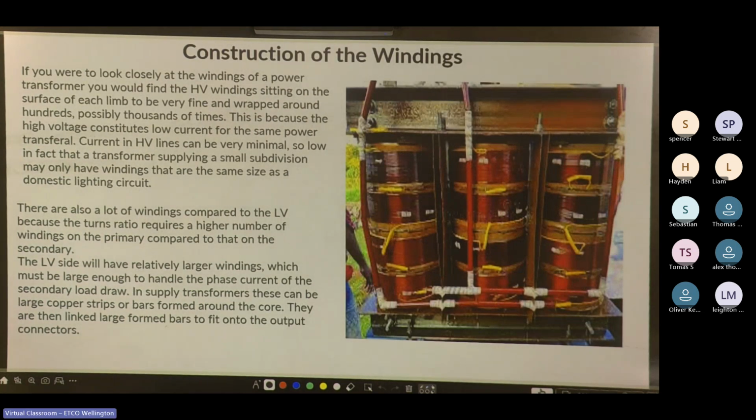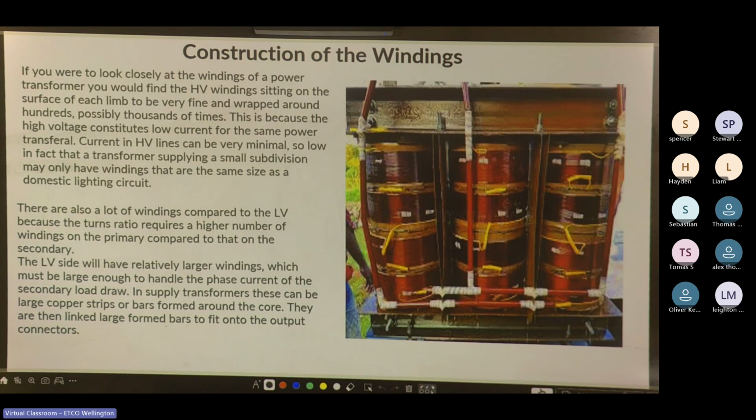Cool. So if you look at the photo there, that's the typical construction. If you look closely at the windings of a power transformer, you would find the high voltage windings sitting on the surface of each limb, very fine, wrapped around hundreds, possibly thousands of times. This is because high voltage constitutes low current for the same power transfer. So current in high voltage lines can be very minimal. So low, in fact, that a transformer supplying a small subdivision may only have windings that are the same size as a domestic lighting circuit.